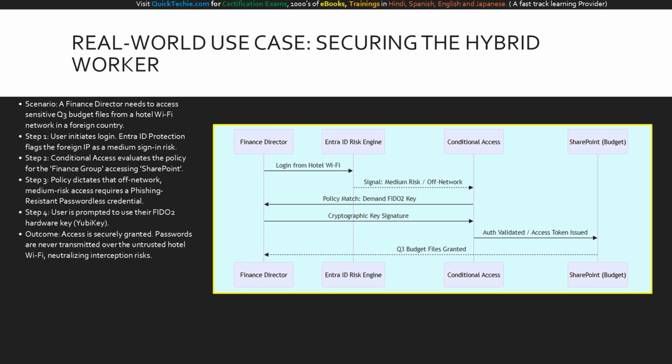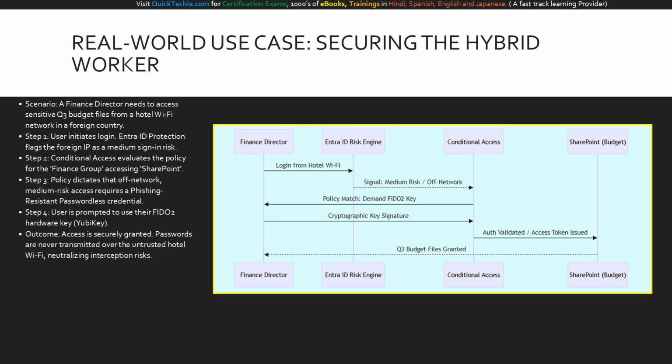Step 2. The conditional access engine kicks in. It sees the user is in the finance group, requesting access to SharePoint from an untrusted network. Step 3. Your configured policy dictates that high-sensitivity users in risky scenarios cannot use a standard password or SMS text. The policy explicitly requires a phishing-resistant, passwordless authentication method.